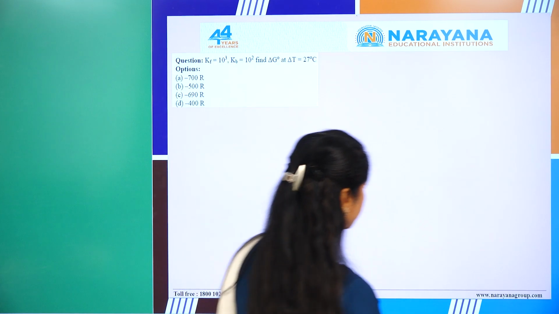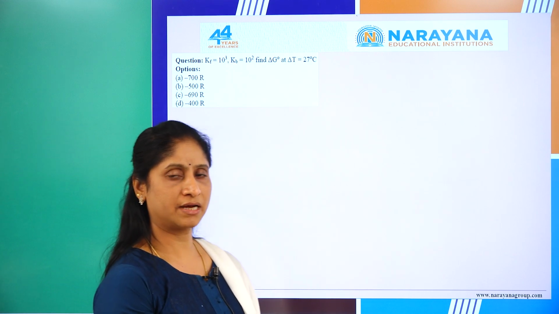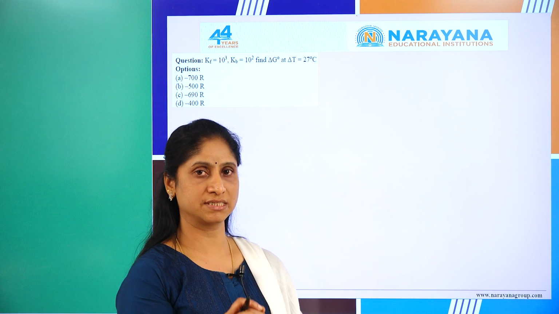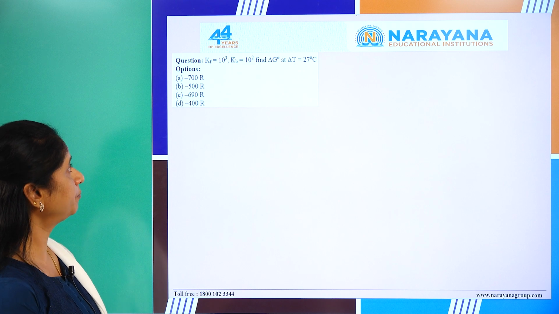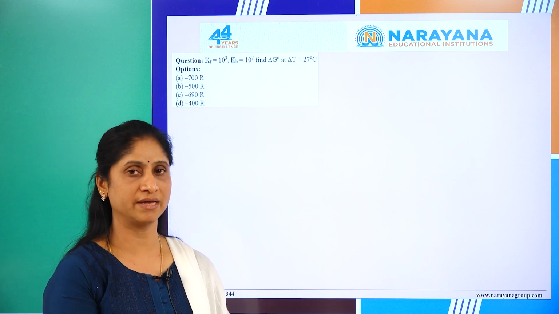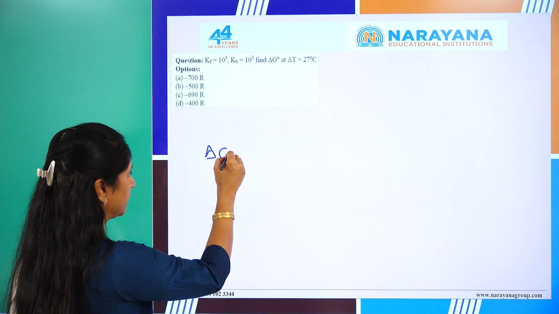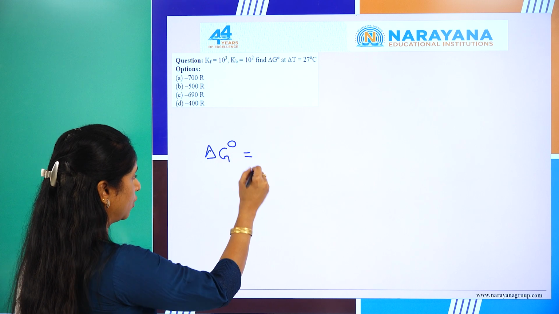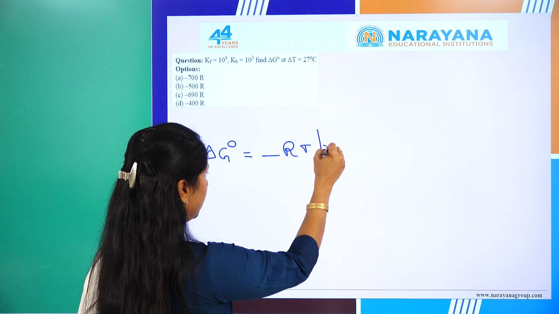Let us see the next question. See, a very simple question they are asking about. Kf value is given: the specific rate constant for the forward reaction is 10 cube and the specific rate constant for the backward reaction is 10 square. Then what is delta G naught? This is one of the most important relations. Delta G naught is equal to minus RT ln K.